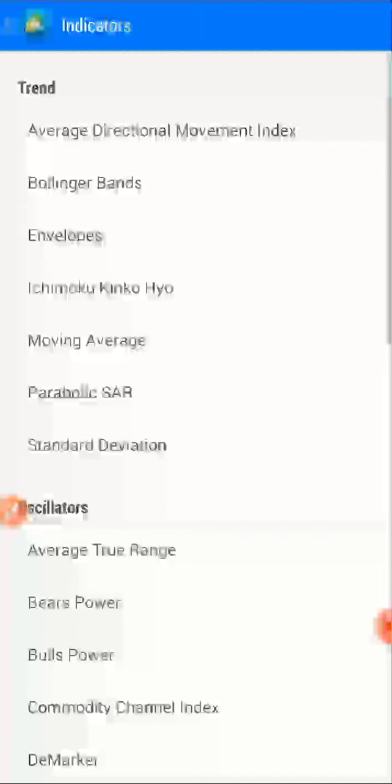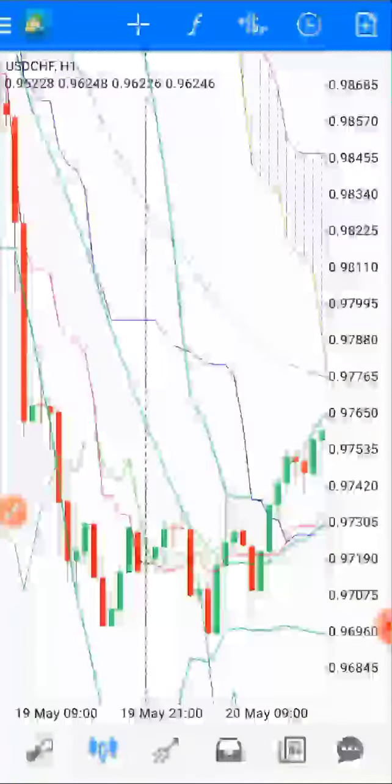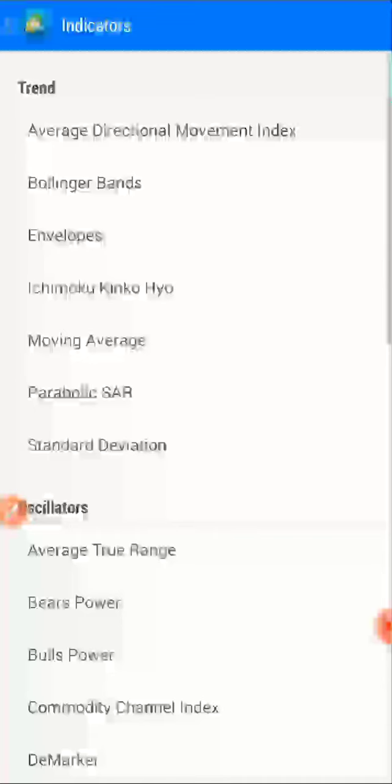Let's still add more, the same process. The Ichimoku, let us add it. Done. You see, this is it on my chart. Although indicators actually look nasty on the chart, so that's my reason why I don't use them all the time. I use them only when the need arises.